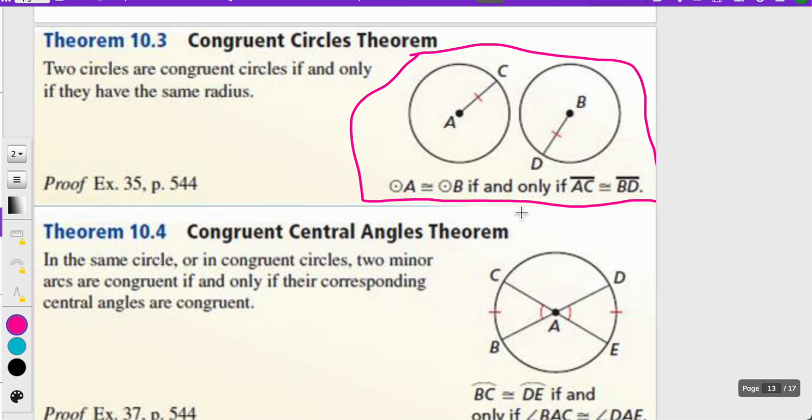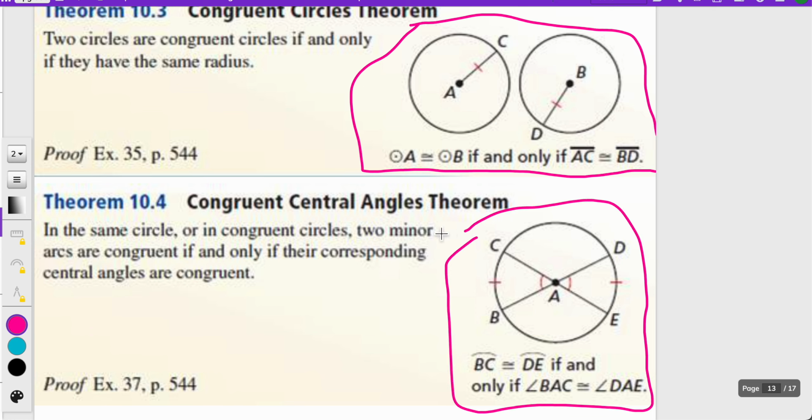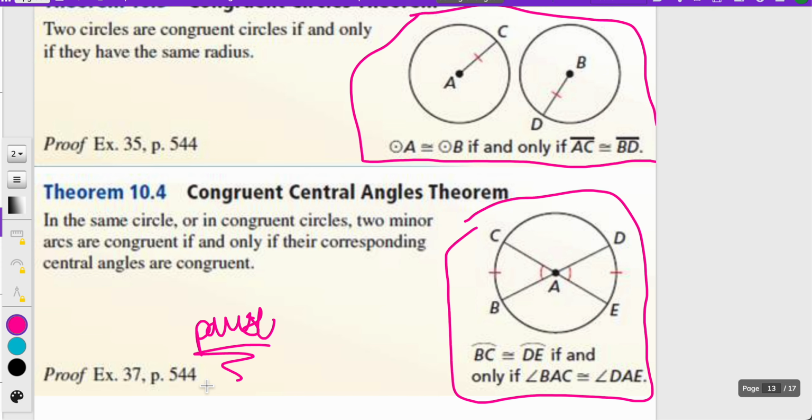And then the congruent central angles theorem just states in the same circle or in congruent circles, 2 minor arcs are congruent if and only if their corresponding angles are also congruent. So arc BC is congruent to arc DE if and only if angle BAC is congruent to angle DAE. So again, drawing this little picture here, maybe that description below. If needed, go ahead and pause the video here. When you are done writing those down in your notes, click play to see what happens next.